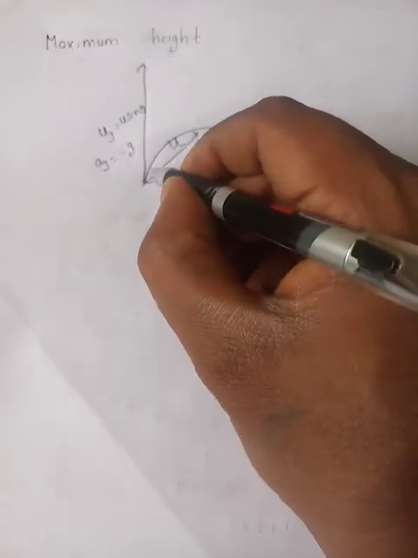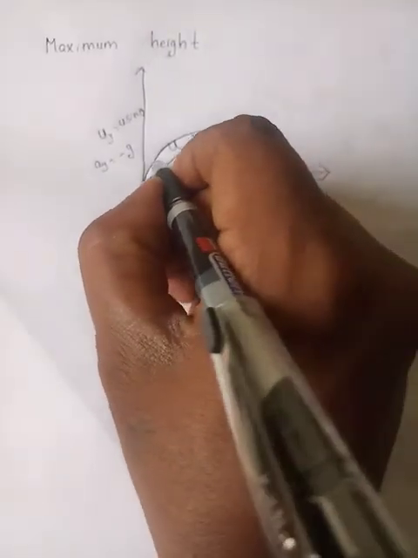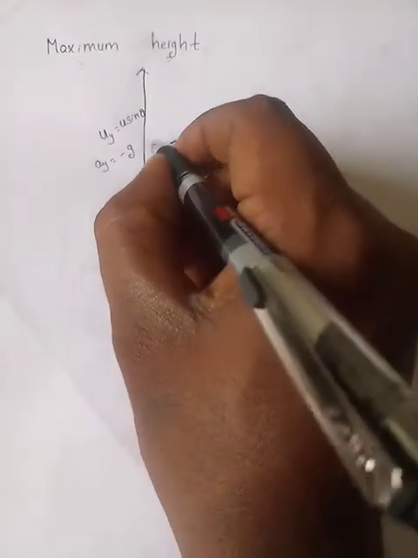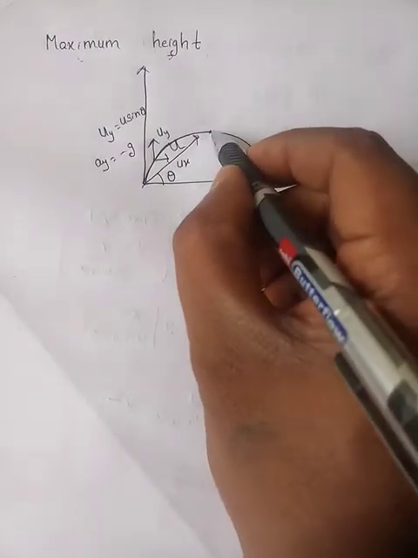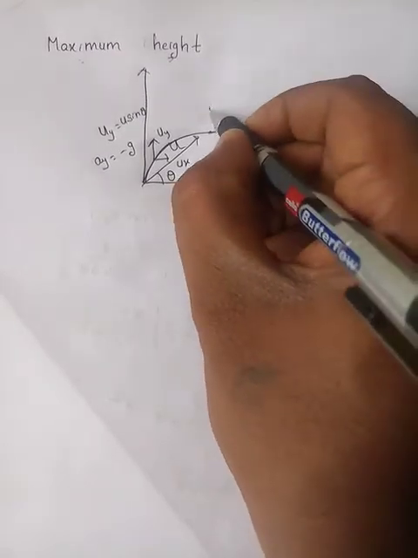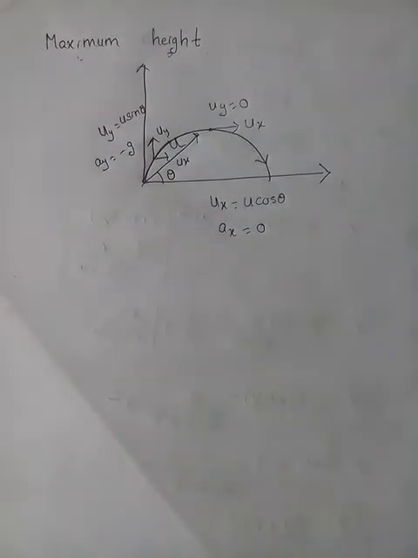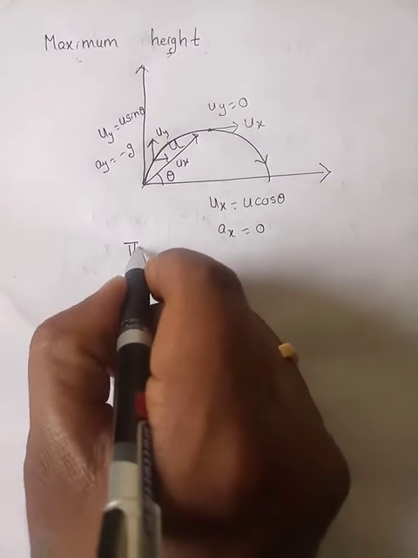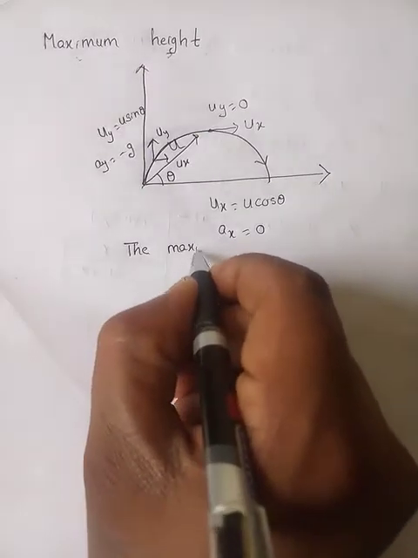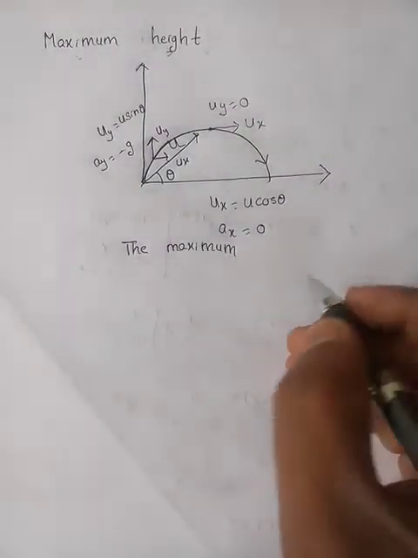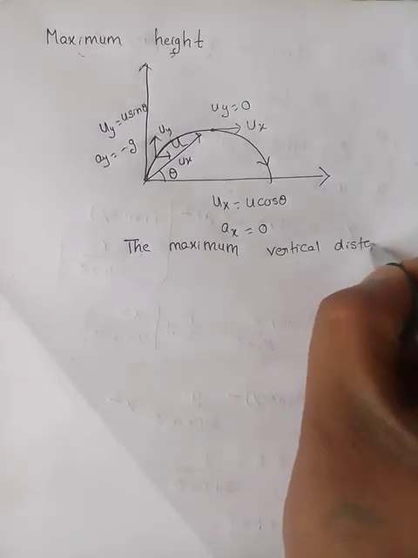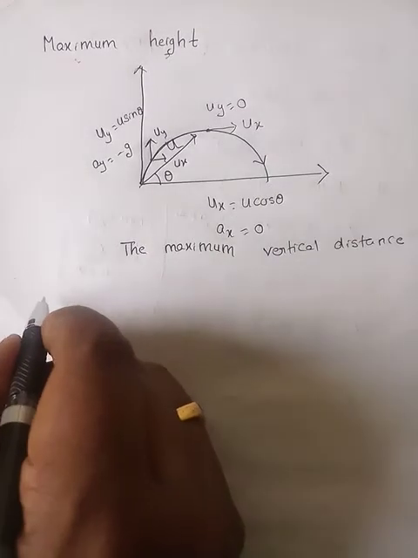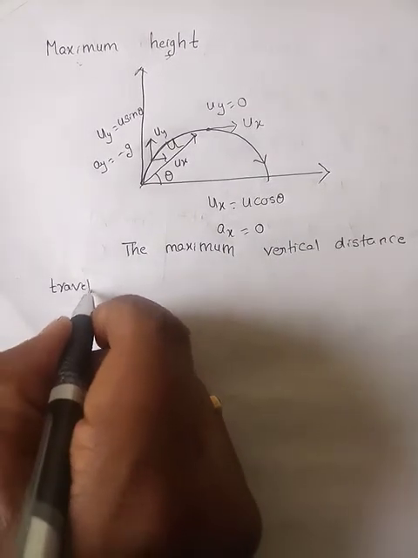Now here, when a particle is moving in this direction, its horizontal component remains constant throughout its journey, whereas the vertical component changes. Here this is ux and uy is 0. Now what we have to calculate is the maximum height. So what is maximum height? The maximum vertical distance travelled by a projectile.